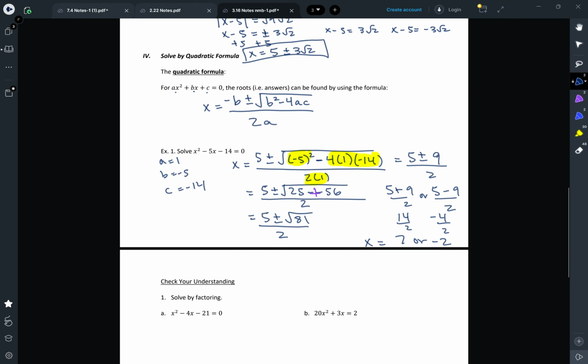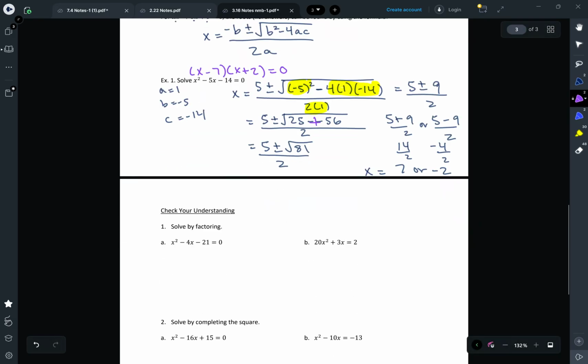All right, so this would have been much easier to have just factored, right? I get that. I just think it's really good to work out the whole quadratic formula with numbers so you can see how to handle that plus or minus. But honestly, we could have factored it as x minus 7 times x plus 2 equals 0, and then used the zero product property. So the quadratic formula is really not the best way to solve this one.